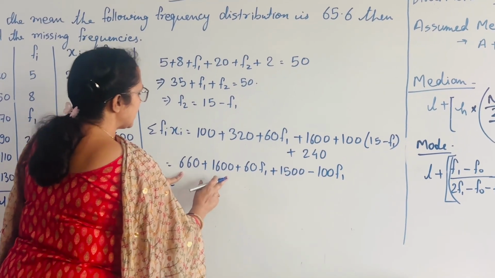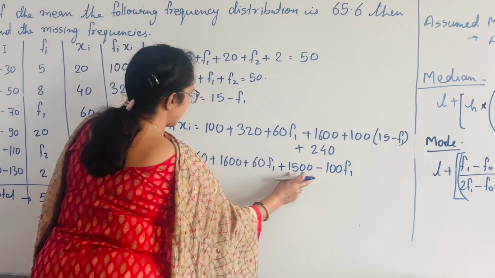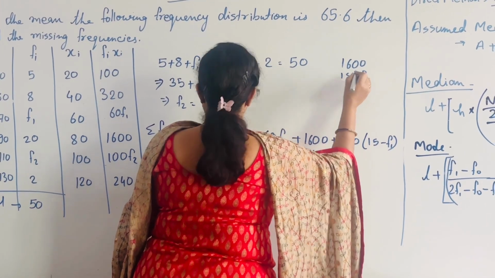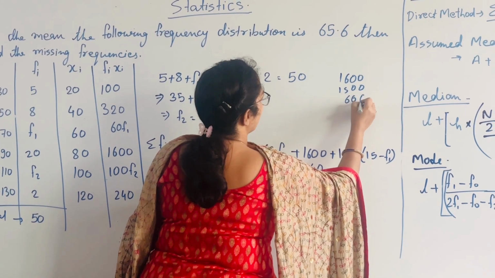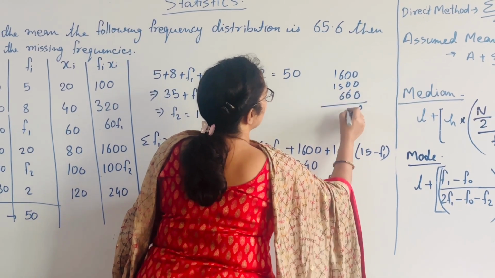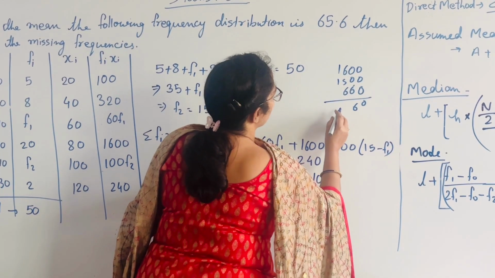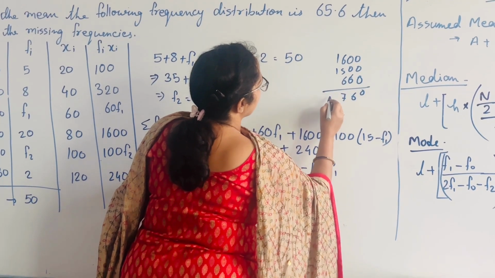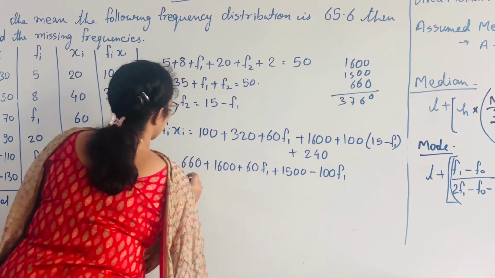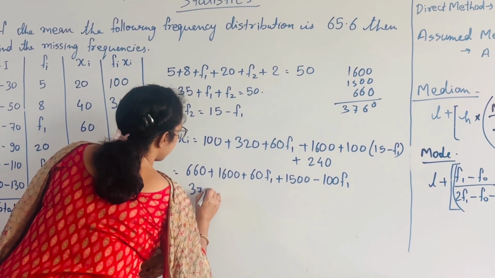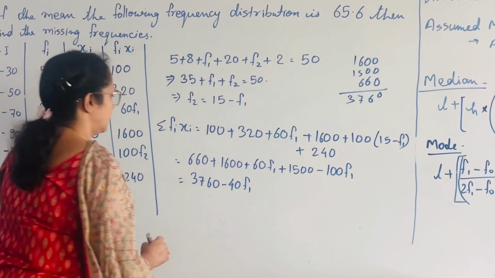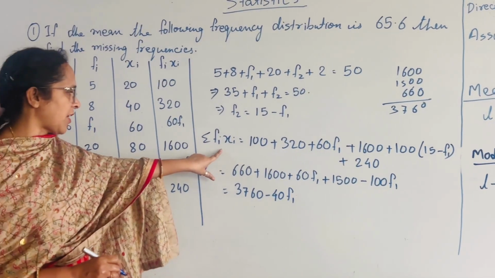So what we have got? This plus this, so 1600, 1500, 660, and then 3760. 3760 minus 40 f1. This is the value of sigma fi xi.